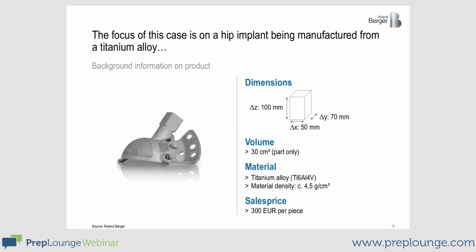In that context, it is also important to look at the material. Here, titanium is used because of its special biological characteristics and because it doesn't trigger reactions in the body, which you really don't want to have. The density is 4.5 per cubic centimeter, and the selling price for which the implant producer sells the implant to doctors and hospitals is 300 euros.